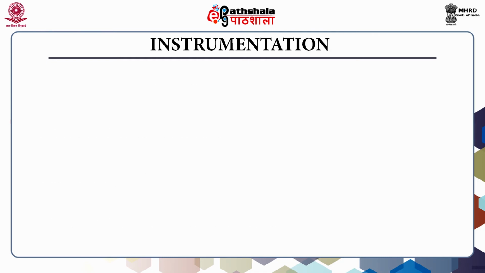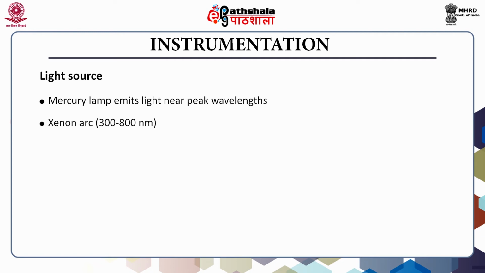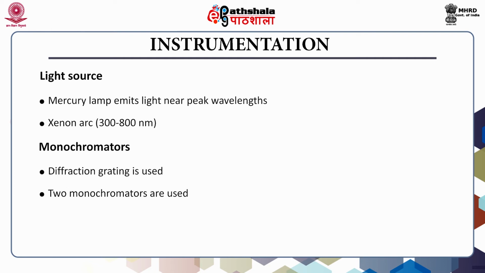Coming to the instrumentation part of the spectrofluorimeter, the light source can be a mercury lamp, which emits light near peak wavelengths. Xenon arc exhibits a continuous emission spectrum with constant intensity in the 300 to 800 nanometer range, but can also be used for just above 200 nanometer. The most common type of monochromator utilizes a diffraction grating. Two monochromators are used, one monochromator for excitation and the second monochromator for emission.